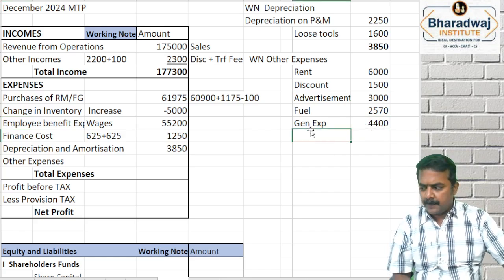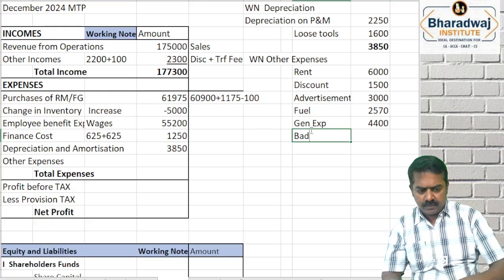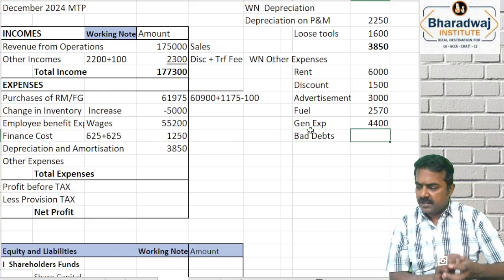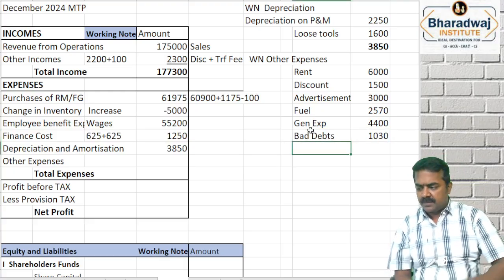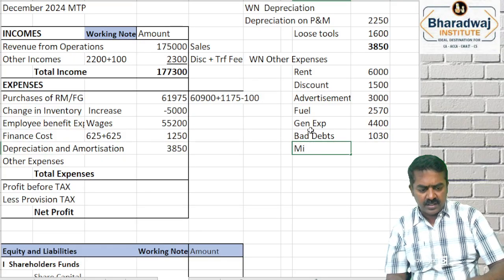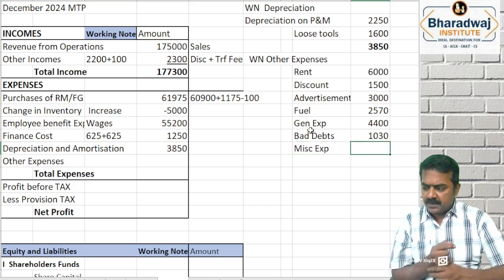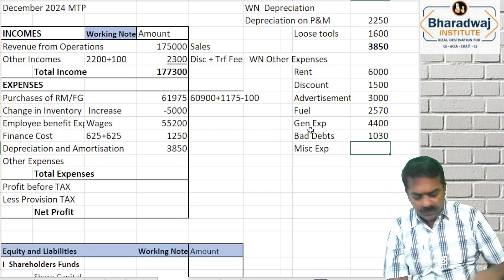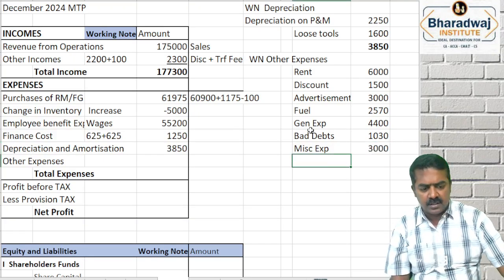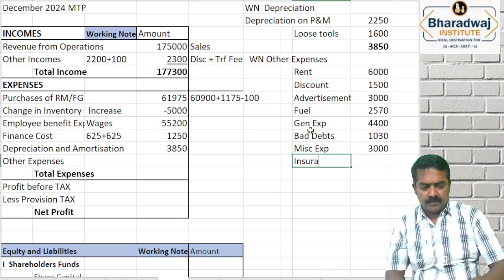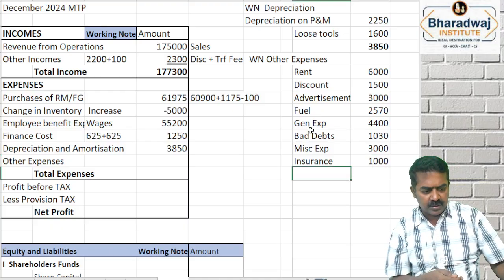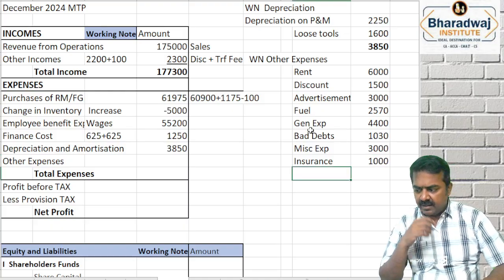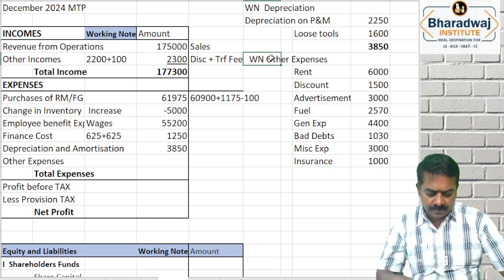Then bad debts. How much? 1030 is there in the trial balance, bad debts. Miscellaneous expenses. How much miscellaneous expense have we given? 3000. See the trial balance. Miscellaneous expenses. Insurance. No prepaid insurance. 1000. Then what else will come?